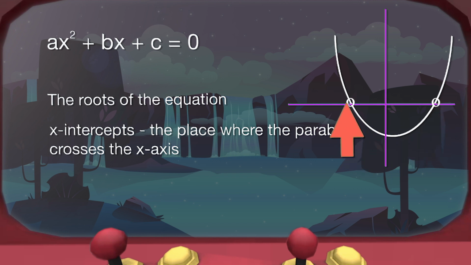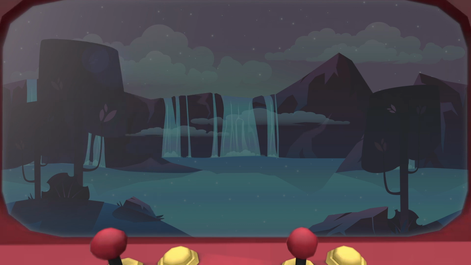And you can see the parabola in white crosses the x-axis in 2 places. So when we calculate x, we will have two values for x, and that is the x-intercepts. Today we're going to start to learn how to calculate the values of x. Let's go and see.